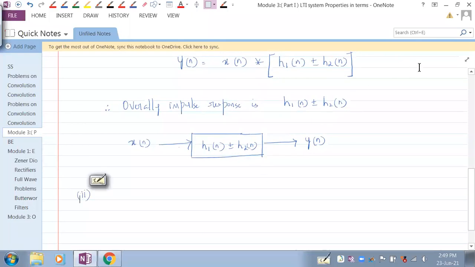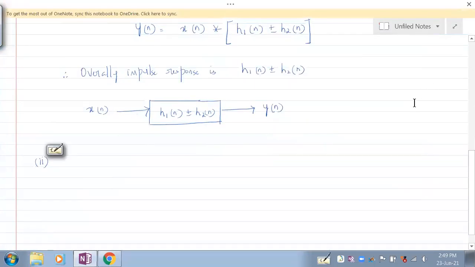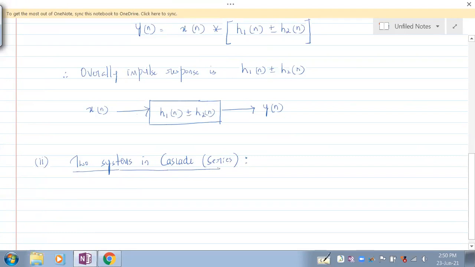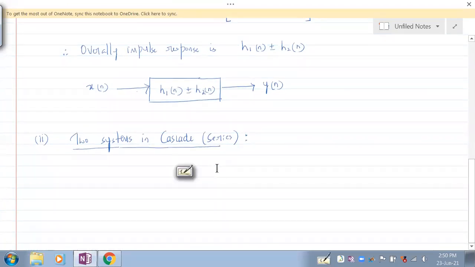So let's see the second interconnection now: two systems connected in cascade. Cascade means series connection. So let's say two systems in cascade, which means one comes after the other. How is it going to look? First you will have system 1.